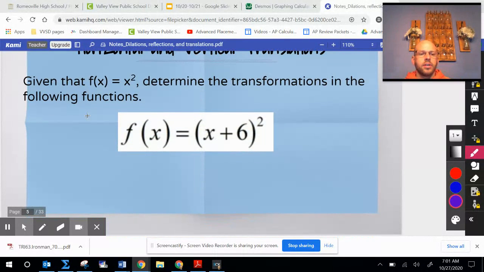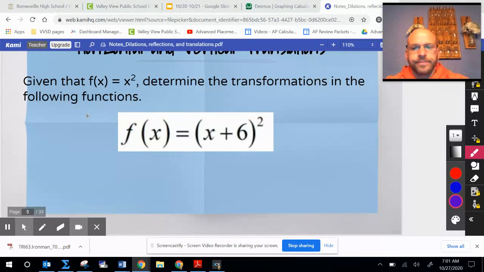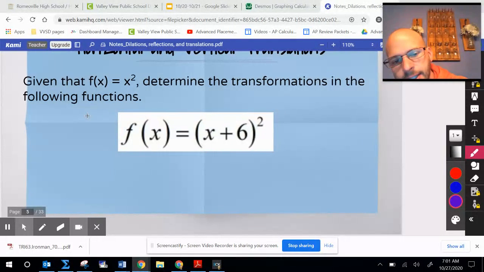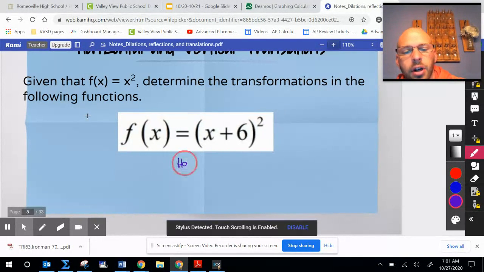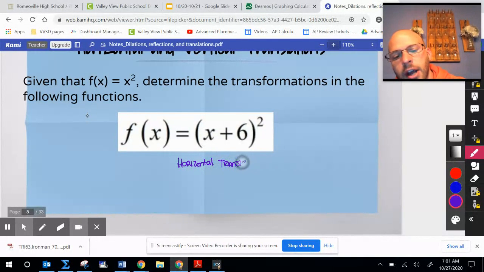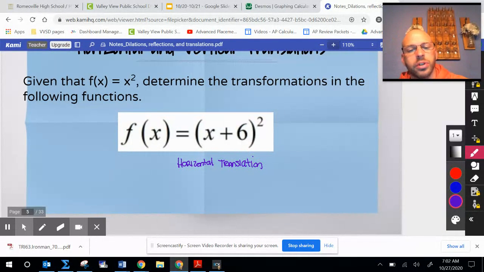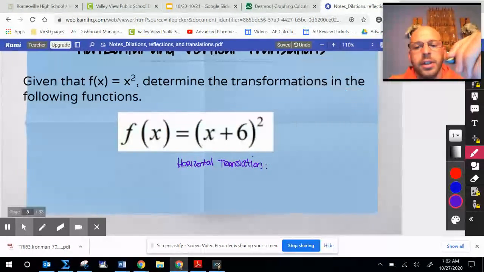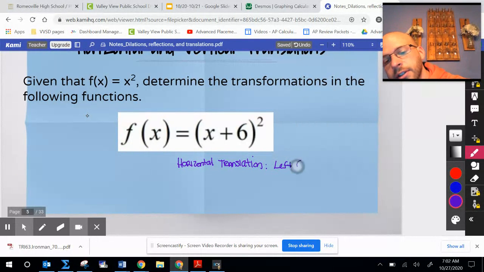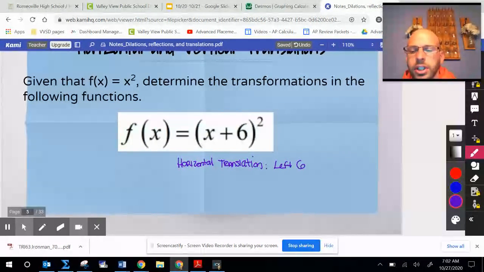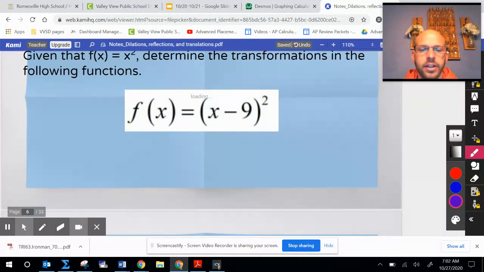Okay? So let's take a look at this first function here. If you were to add 6 to the inside of your function, anytime you add or subtract inside the function, that is always going to be a horizontal translation. Now, when it's inside the parentheses, we need to make sure we use the inverse. So it is going to be to the left 6 units. Okay, you would think addition would move it to the right, but instead, when you see addition inside those parentheses, we know we need to use the inverse of addition, which is subtraction, and that would actually move your graph to the left.